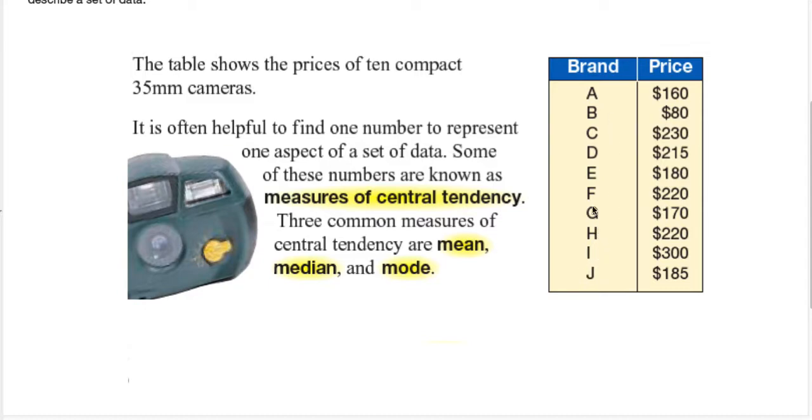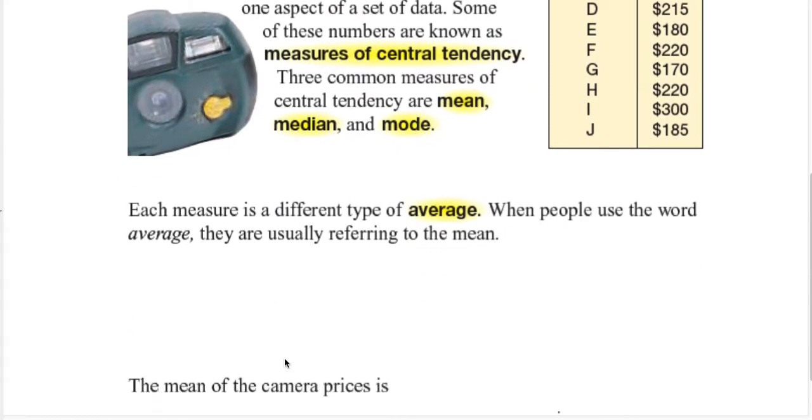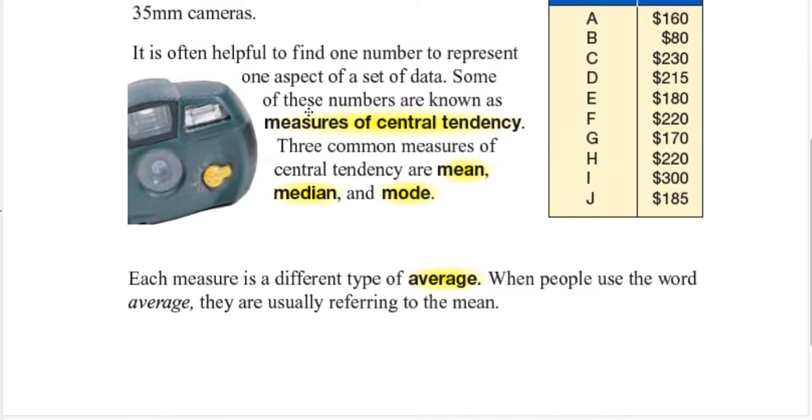We want to represent these numbers with just one number, and we can use measures of central tendency to do that. There are three of them: mean, median, and mode. Let's talk about the first one, the mean. Each measure is a different type of average. When people use the word average, they are usually referring to the mean.